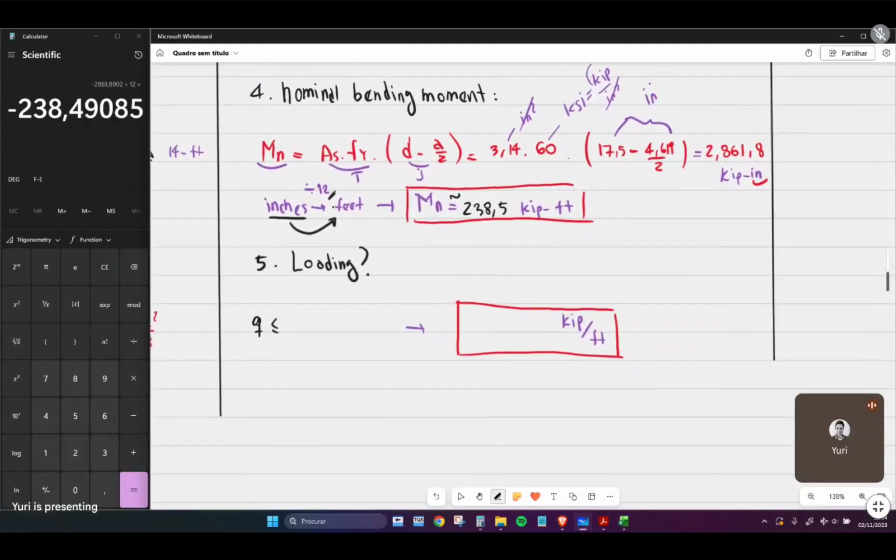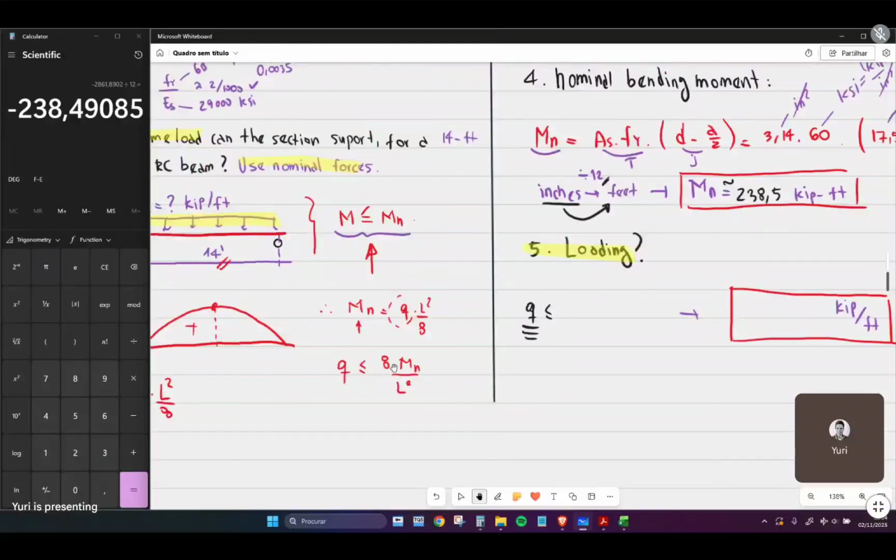So now in terms of loading, as we said in the beginning of this exercise, we know that the loading q has to be smaller than the equation we did here, 8 times the nominal bending moment divided by the span squared. Okay.